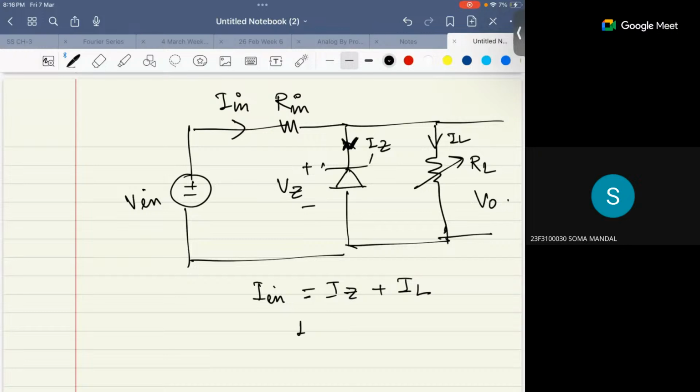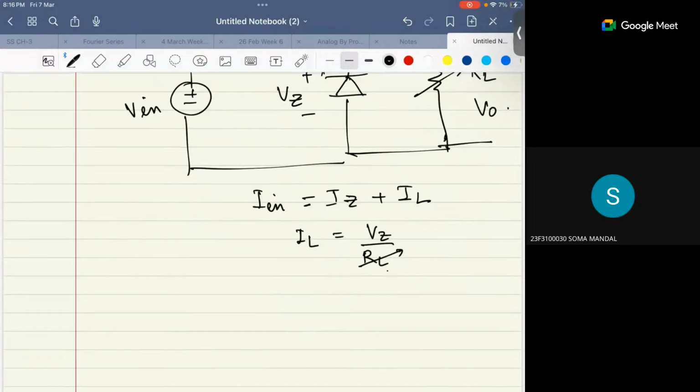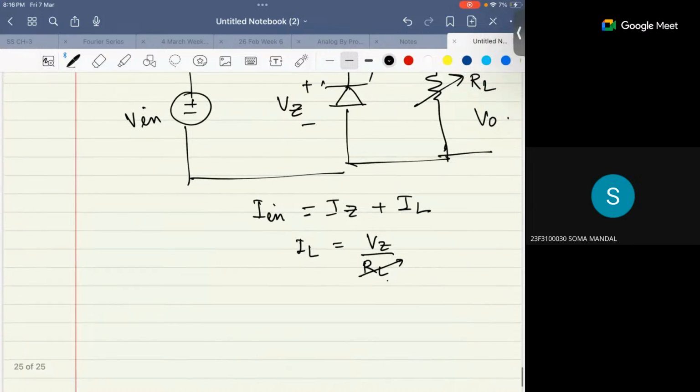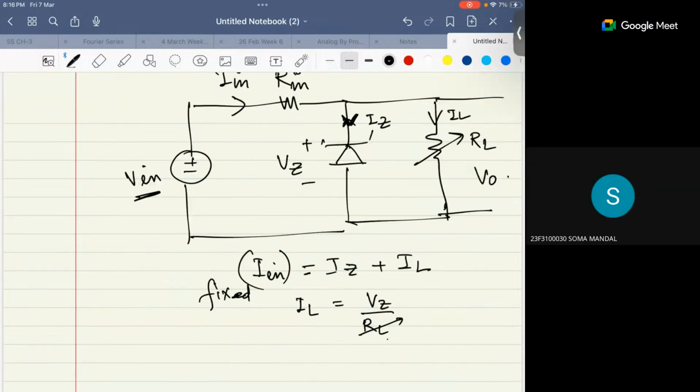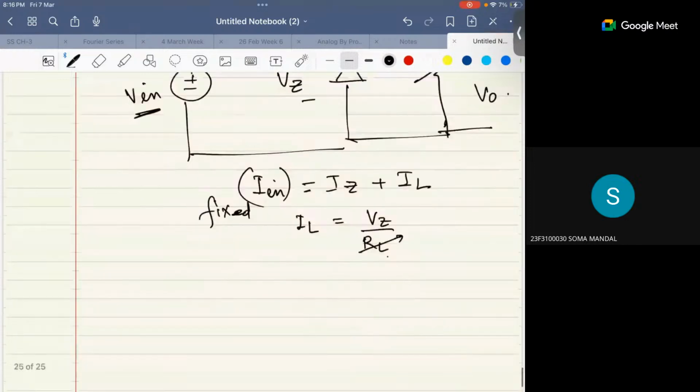Vz upon RL. But RL is variable. If RL will be maximum, IL will be minimum. Correct? But I input will be fixed. Why is this fixed? Because the V input that you are applying is fixed. So, for example, I input is what? V input minus Vz upon R input. This is fixed. This is fixed. This is fixed. So I input will be fixed.